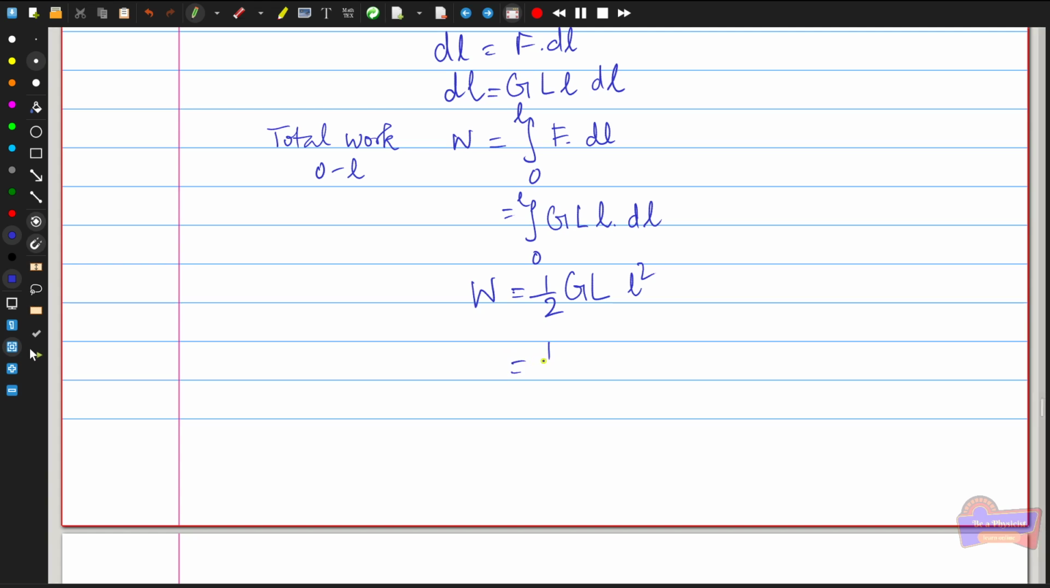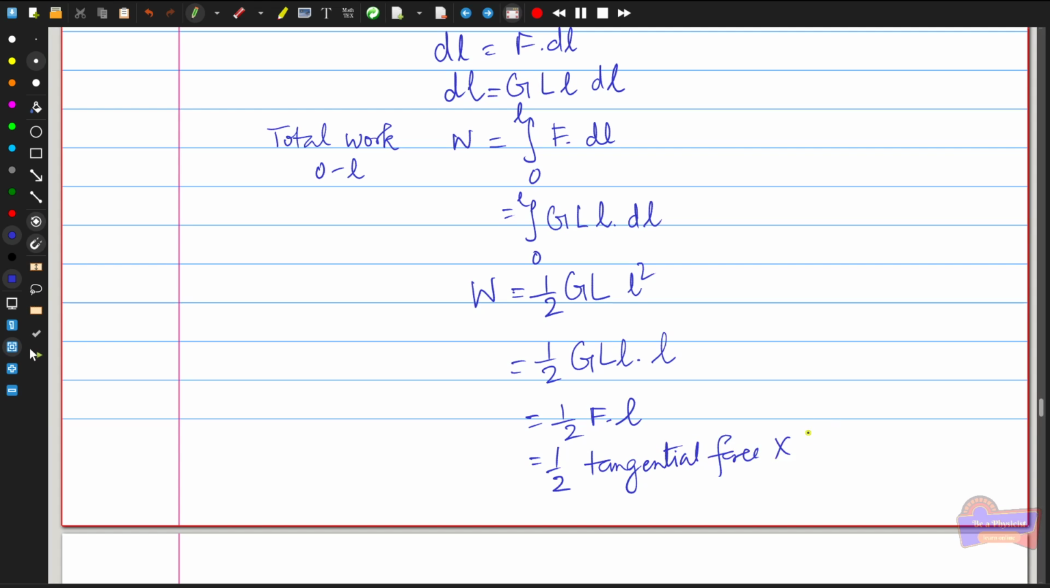Again, I can write it as half G capital L into l, so that I can write it as half F into l. So it is nothing but half of the tangential force multiplied by the displacement. Okay, so that is the total work done.